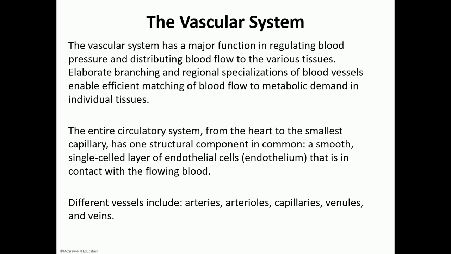We have different vessels that range from arteries to arterioles, which are smaller arteries. And then it moves on to capillaries, and that's where the exchange of gas happens. And then we have venules, where we'll start gathering all of the deoxygenated blood, and then we'll gather that blood into bigger veins. And then all that venous blood is going to be dumped into the right atrium.